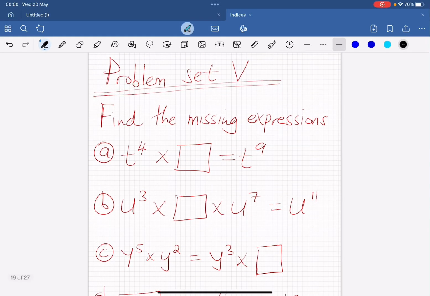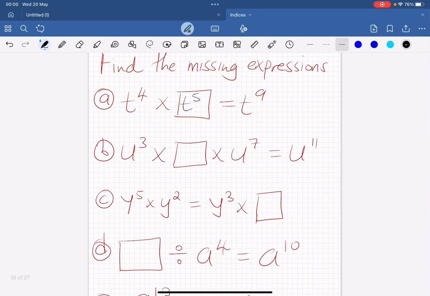This is problem set 5 of indices. The question says find the missing expressions. Now, upon examining the question, I noticed that it says t to the power 4 times something in a box is equals to t to the power 9. So, as you can see, the power has increased, and we all know that if there's multiplication, you add. So this has to be t to the power 5 because 4 plus 5 is 9.